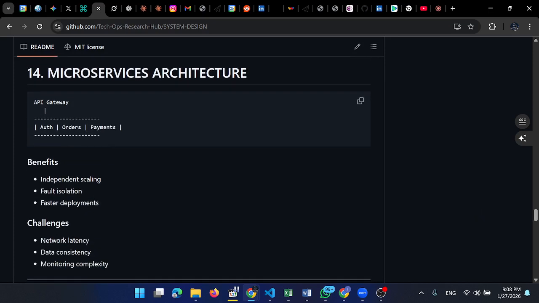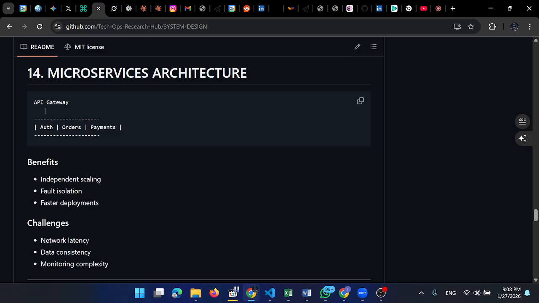And now we have the microservices architecture. Under the microservices architecture, we have the API gateway where we're looking at auth, then orders, then payments. So this API gateway helps you to access the orders and the payments. Microservice architectures are very, very critical when it comes to how you're operating your solution, your software, your system. And they have various kinds of benefits and challenges.